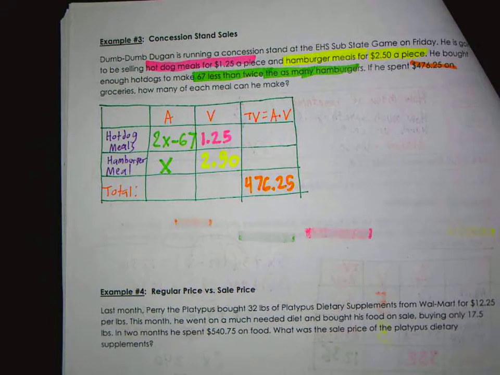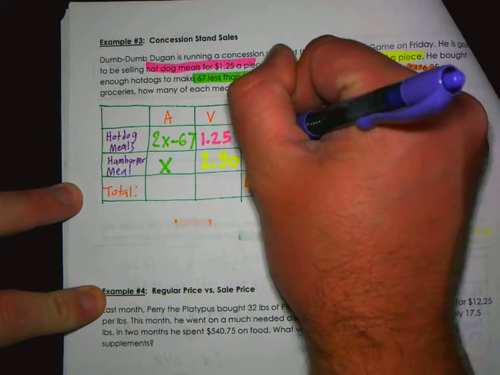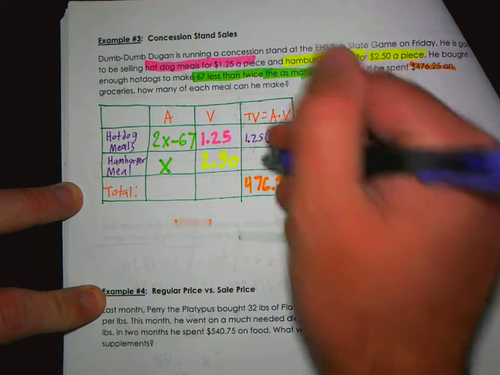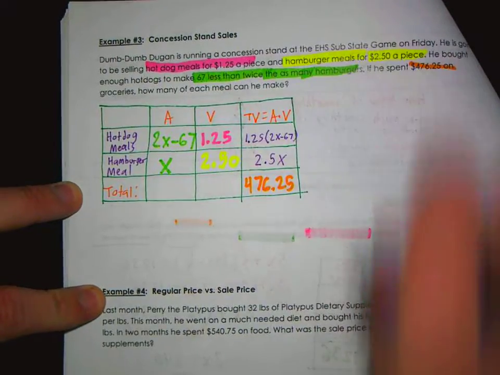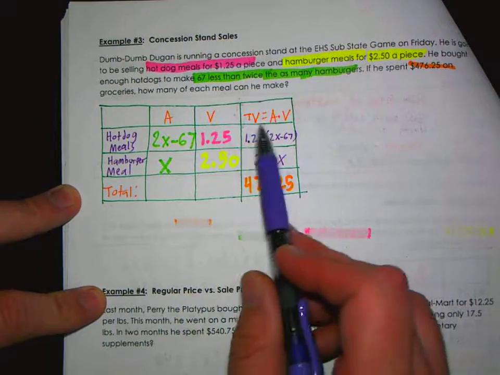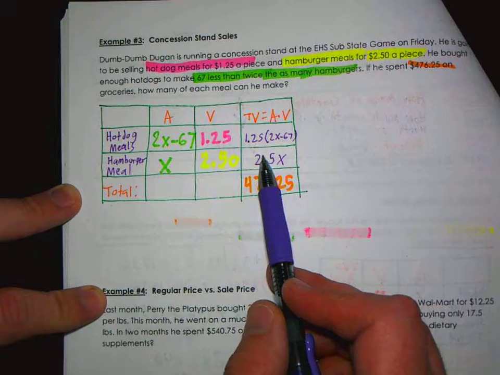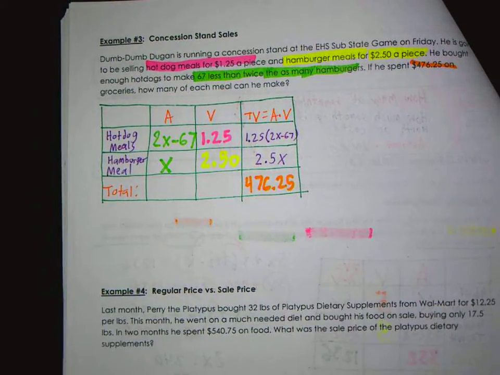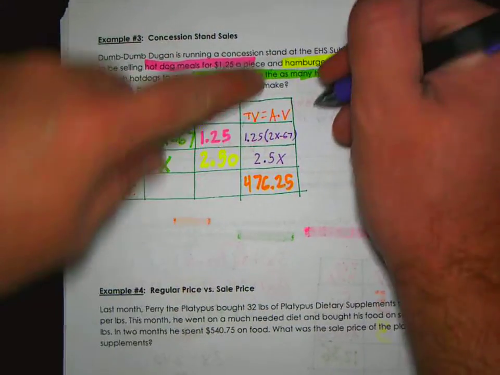So from there, I'd have $1.25 times 2x minus 67, and then 2.5x. This is how much money he's bringing in for hot dogs, this is how much money he's bringing in for hamburgers, and he's trying to make that total to what he spent. I guess he's just trying to get his money back. Okay. Set up the equation.